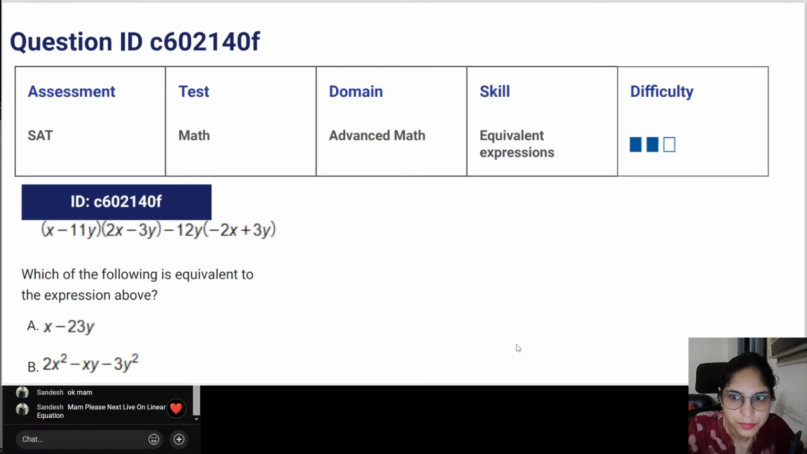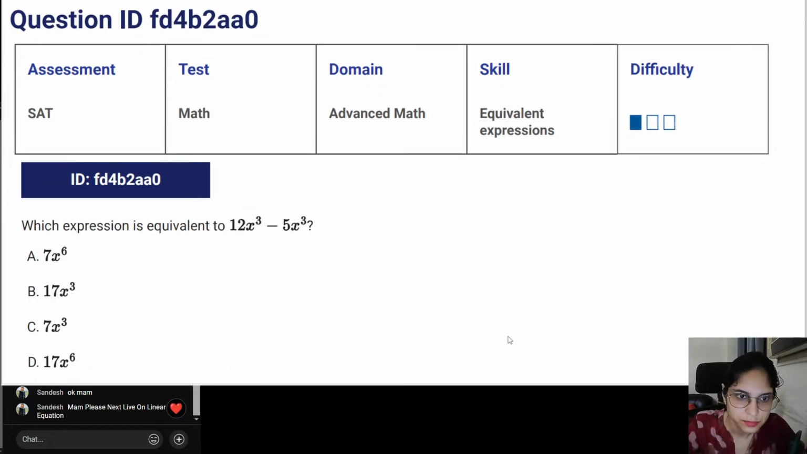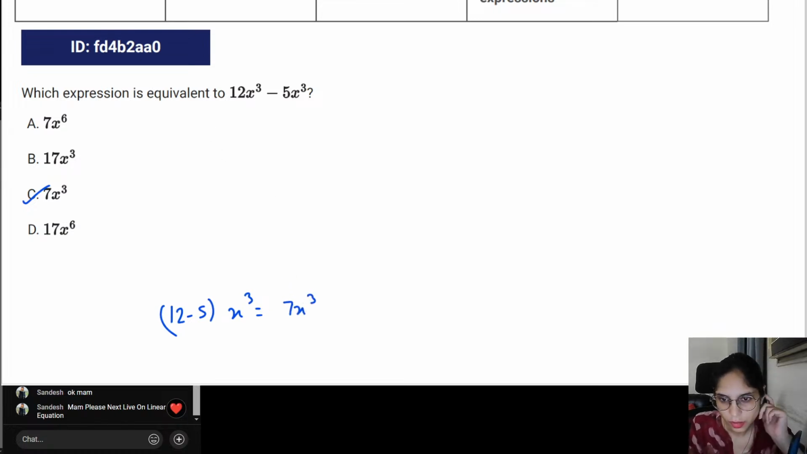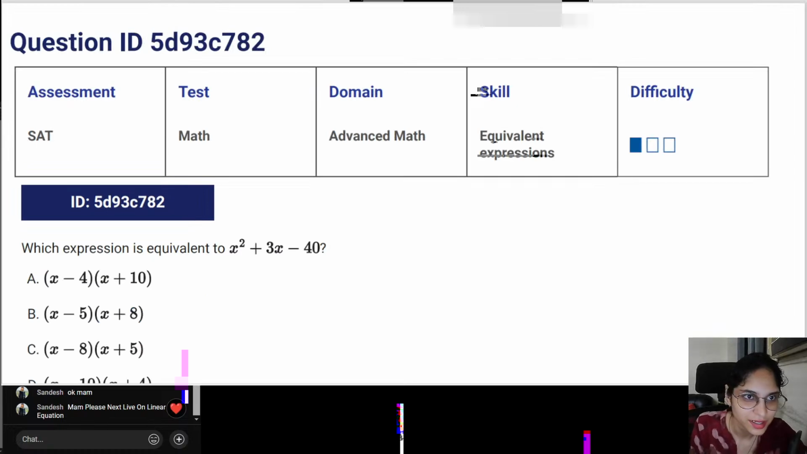76. Just combine like terms. 12 minus 5 is 7, 7x cubed. They're like two easy questions. 77. Which expression is equivalent? Like I said, there are two easy questions.